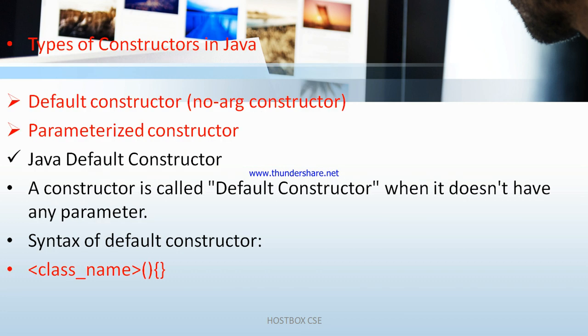Now for types of constructors in Java, there are two types: the default constructor and the parameterized constructor. Default constructor's another name is no-argument constructor. So first of all, what is a default constructor? A constructor is called a default constructor when it does not have any parameter. If the constructor doesn't have any parameters, it is called a default constructor. The syntax is class name, open bracket, close bracket, open brace, close brace.